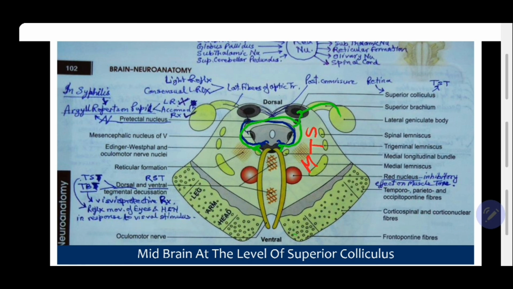I think all of the important information that I could have given here I have completed. So there, I complete the internal structure of the midbrain.